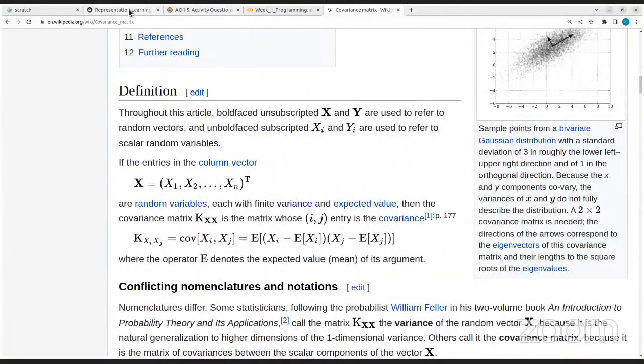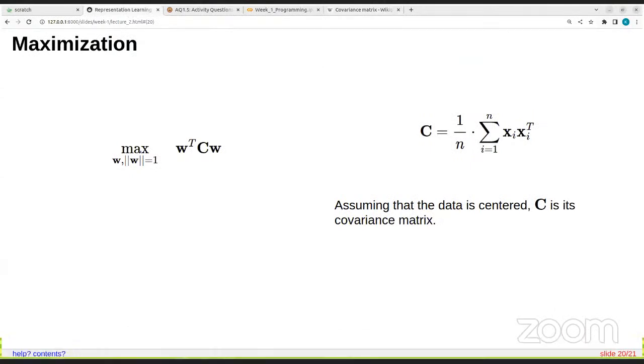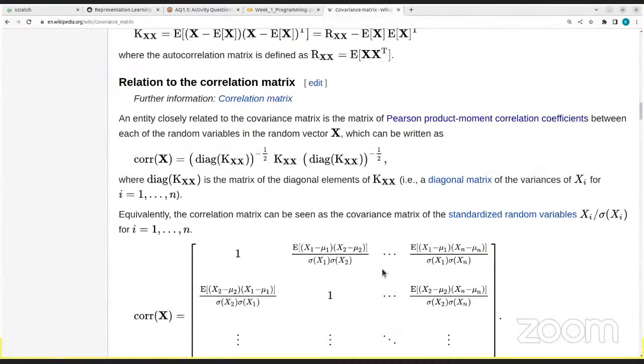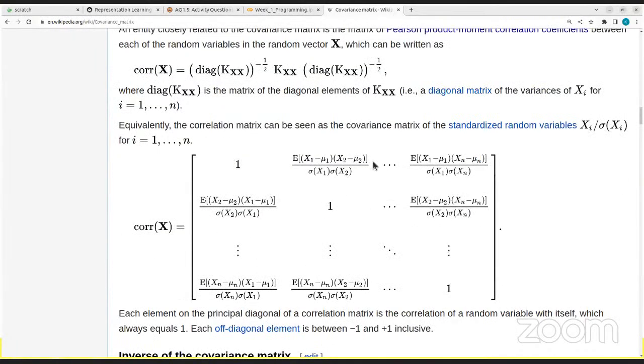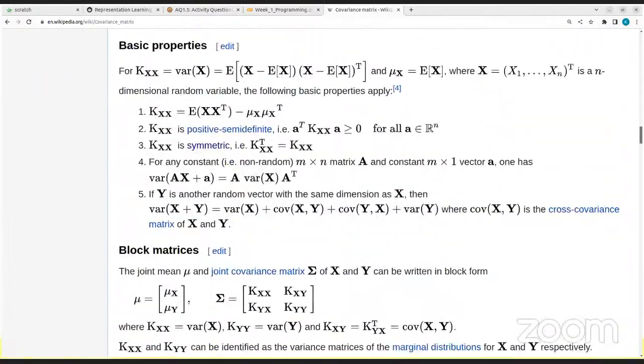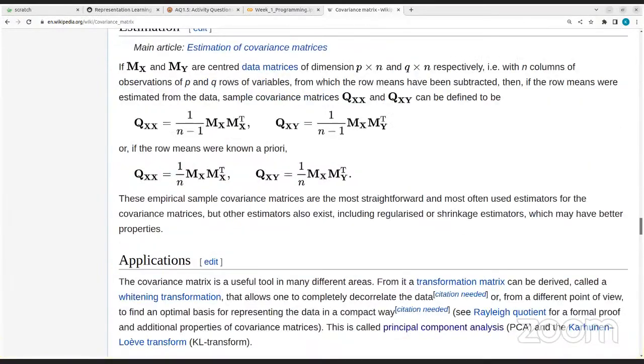Excuse me, sir, I have a doubt. That was in the correlation matrix. It was written there. Okay, maybe there, yeah, but that's the relation to the correlation matrix. Sorry, this division will not be there in the covariance matrix. The sigma of x1, sigma of x2, we won't do for the covariance matrix. That's the only difference.